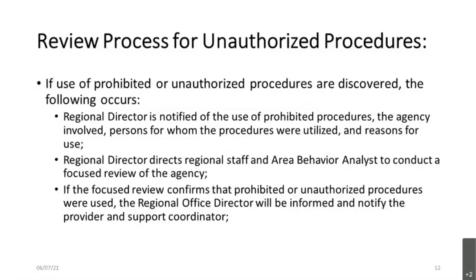All right, so let's move on from questions. So you guys get a break from answering questions, and I'm going to go through what the review process is in the event that some prohibited practice or unauthorized procedures are discovered. So the first thing that happens is that the relevant regional director, wherever the event occurs, the regional director that covers that area should be notified, as should be the agency that is involved with the incident, the person who experienced the procedure, and there needs to be identified why it was used.